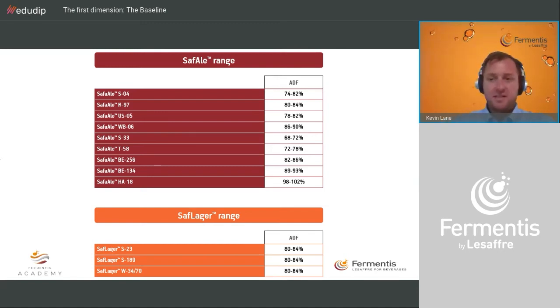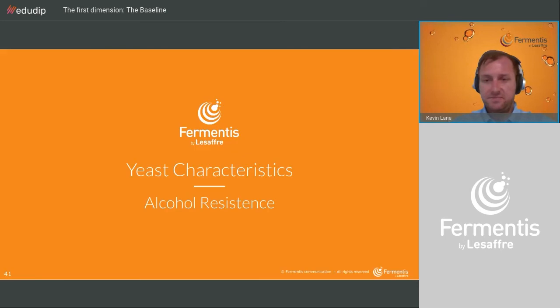But here you can see a strain like S33 has an apparent degree of fermentation or attenuation of 68 to 72%, whereas B134, a diastaticus strain, has 89 to 93%. Again, the lager yeasts are all going to be very similar to each other because of the lack of genetic diversity.